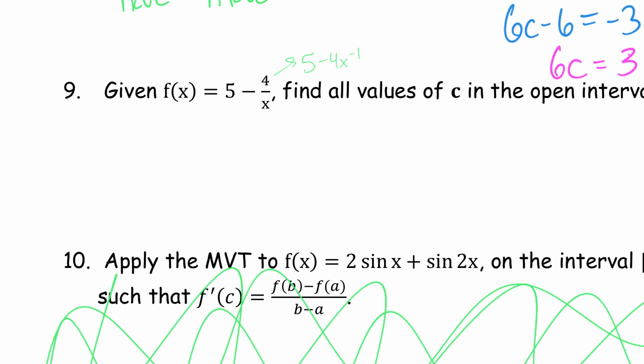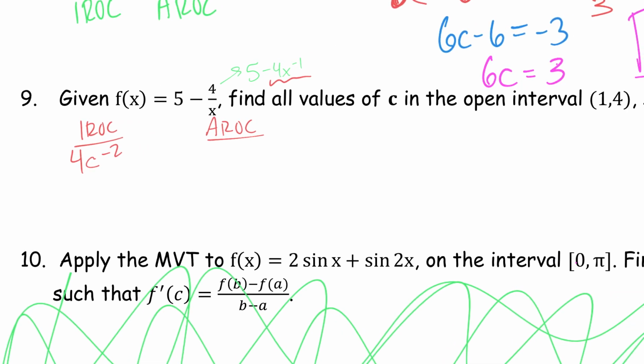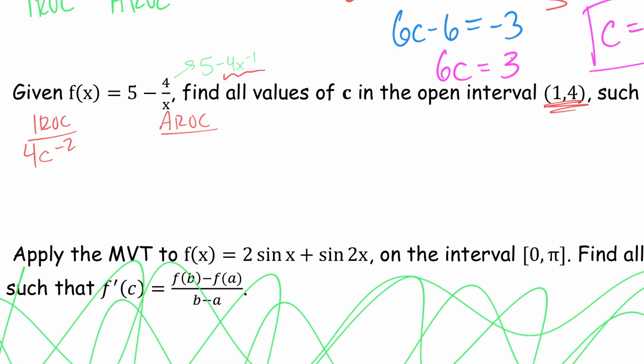All right, so first thing I'm going to do is write out that I need the instantaneous rate of change and that average rate of change. So let's do the derivative here. The derivative of 5 is going to be 0. When I go to do the derivative of this piece here, we're going to get positive 4x to the negative 2. But again, I keep doing this. Let's make that a c because we're doing it at this one specific spot. For the average, I need my 2 y values. So I need to find f of 4 and f of 1.